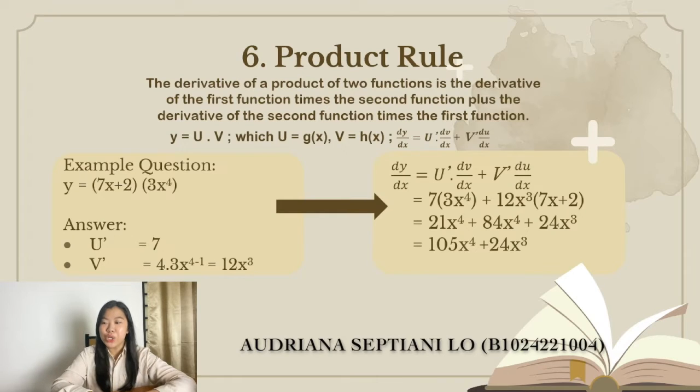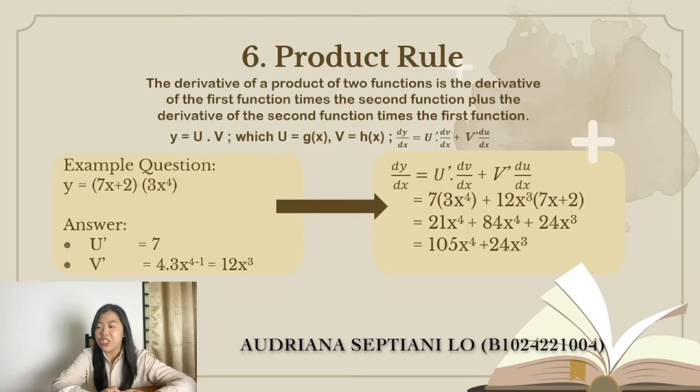Product rule. The derivative of a product of two functions is the derivative of the first function times the second function, plus the derivative of the second function times the first function. So the formula is dy per dx equals u multiplied by dv per dx plus v multiplied by du per dx.